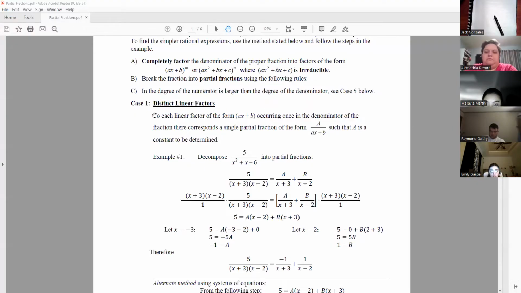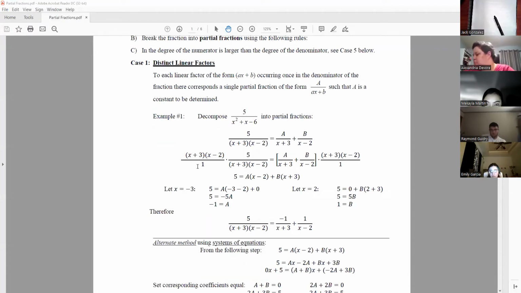Okay, so there are 5 major cases for partial fractions. The first thing that needs to be done is you need to be able to factor. There's going to be a lot of factoring in this section. So you look at the denominator, and we're going to do this together in a second. You factor it and you get these two.